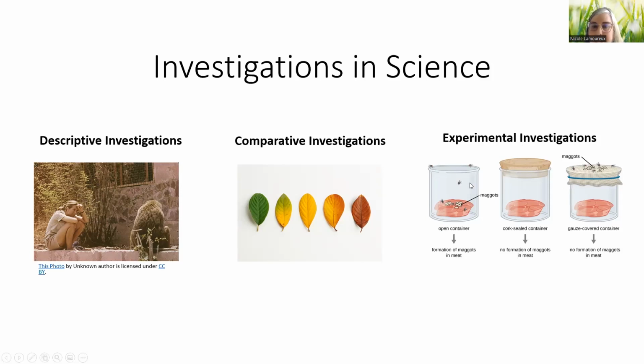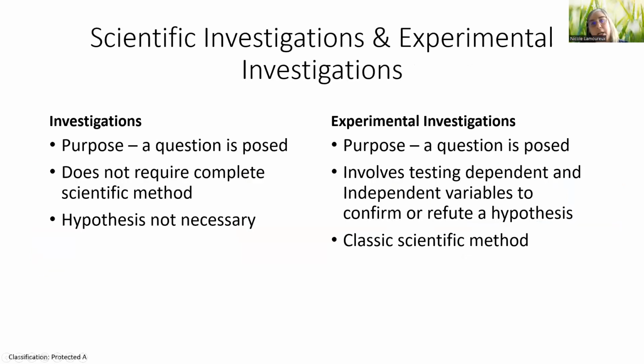In this picture, the question is probably, how do we keep the maggots away from the meat? Okay, we're going to only change the seal. So if you want to think of investigations as an umbrella, underneath are the different types, and the purpose is still the same.